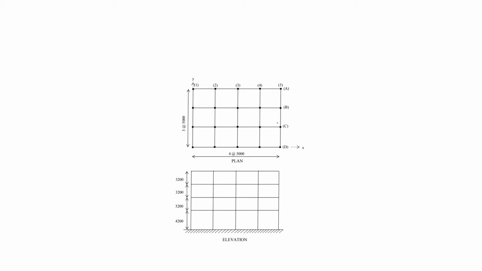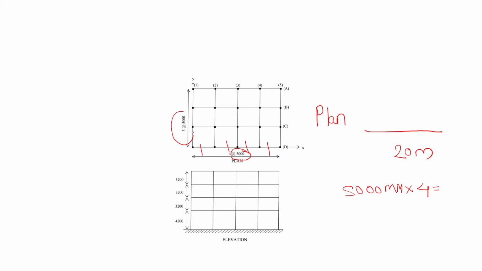So these are the plan dimensions. On this side, 4 bays are there, 1, 2, 3, 4, and each bay is 5000 millimeter. There are a total of 4 bays, therefore we can say this is 20 meter. On this side, 3 bays are there, 1, 2, 3, and each bay is 5000 millimeter. So that means we will have this 15 meter in total.